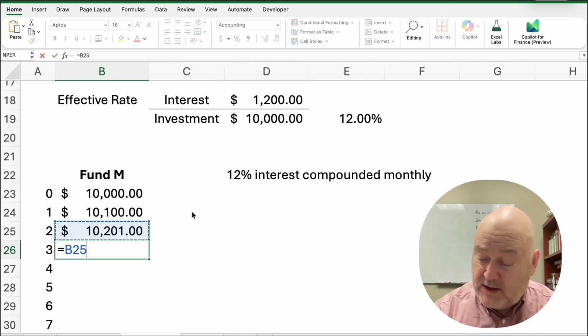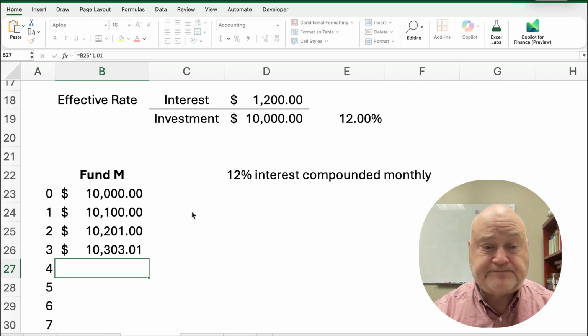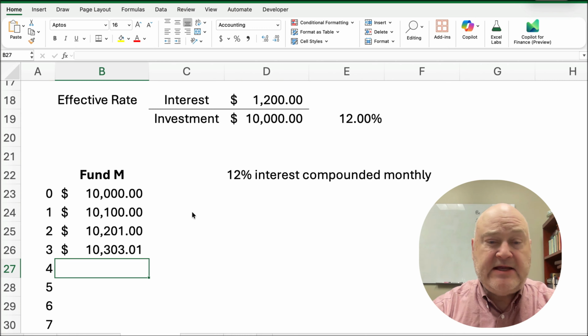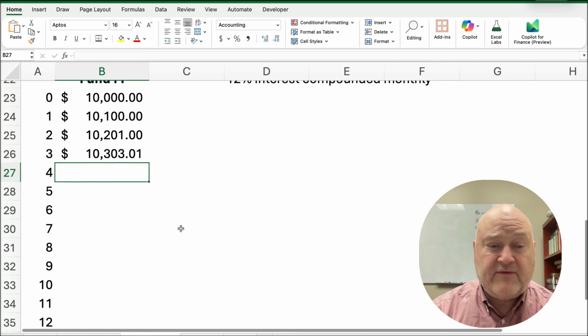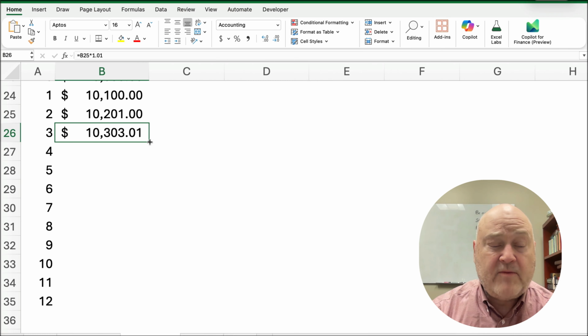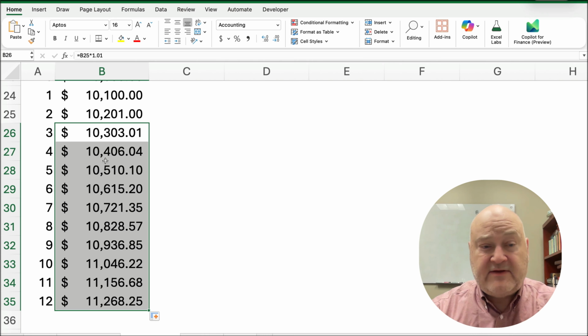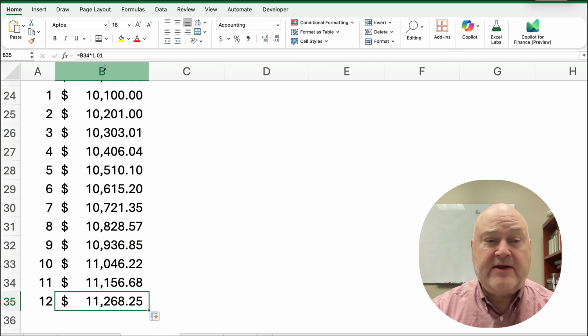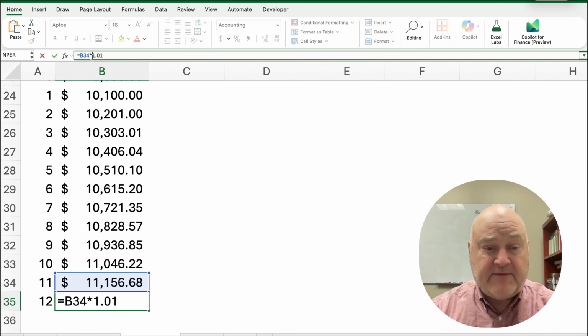The 10,201 times 1.01. You see you're starting to get interest on top of interest, and that's the added benefit of compounding monthly. It's still 12% for the year, but you get 12 periods where it compounds. So you get interest on top of interest, and this is compound interest. Now let's copy it down to month 12, all the way down. The same formula: it's going to take the previous number times 1.01. You see this one down here is the previous number times 1.01.